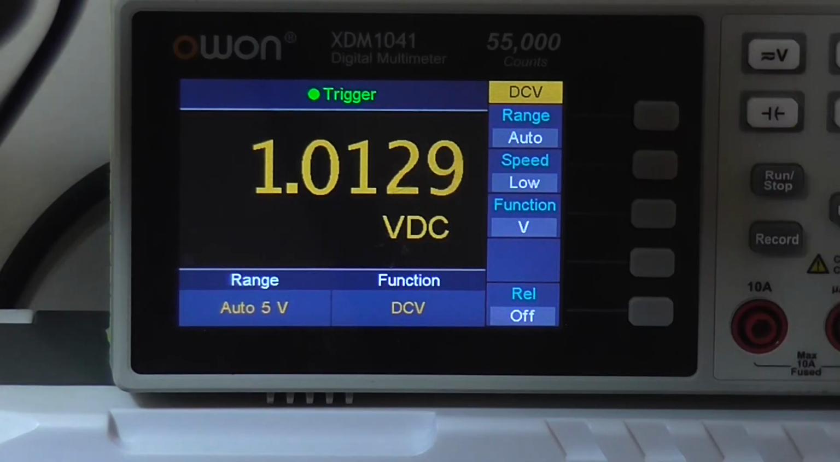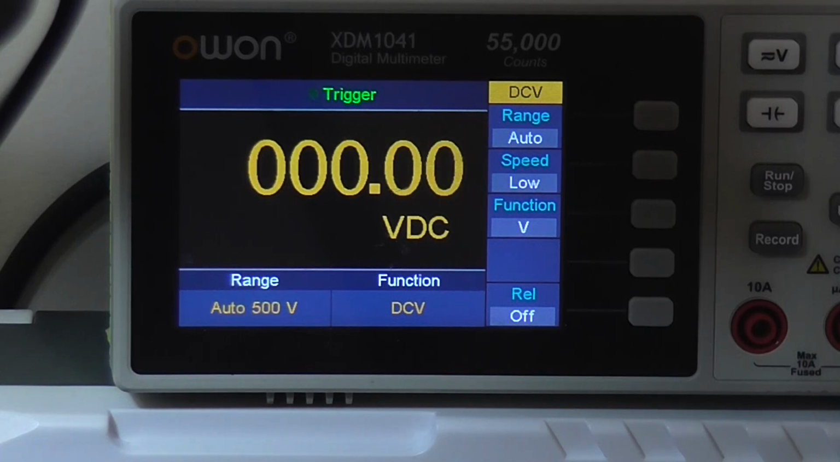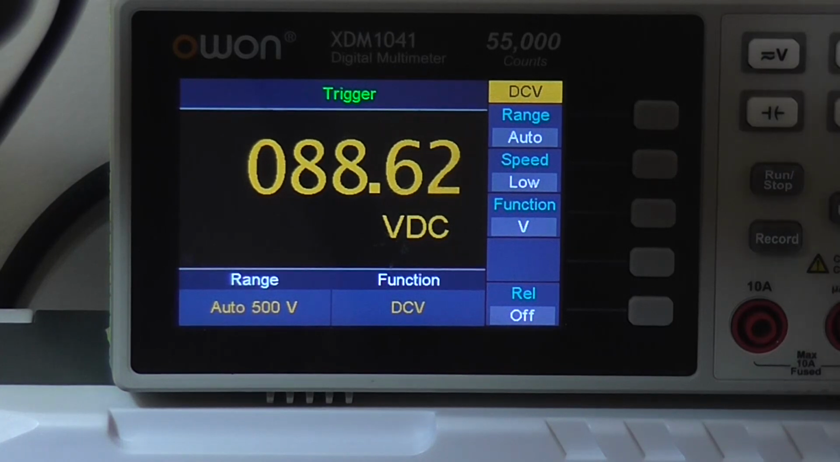Right, so let's look at the voltage across the collectors again. 88 volts. 89, 88, yeah. Which I find kind of strange.